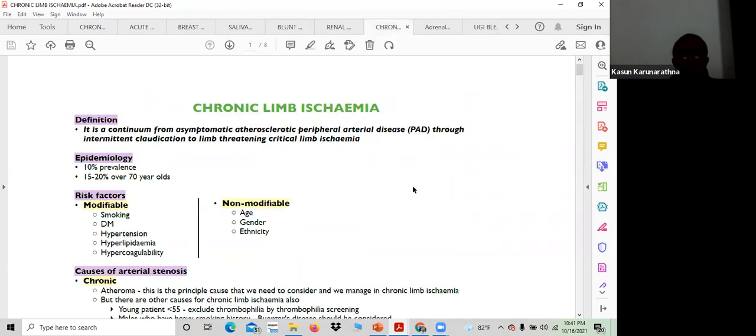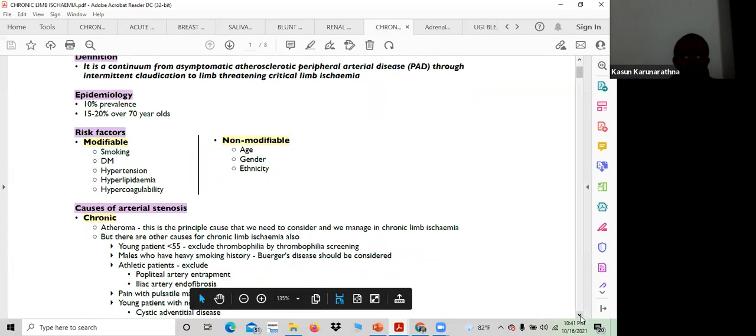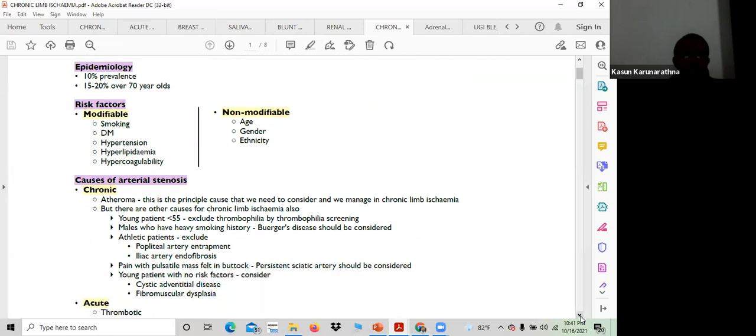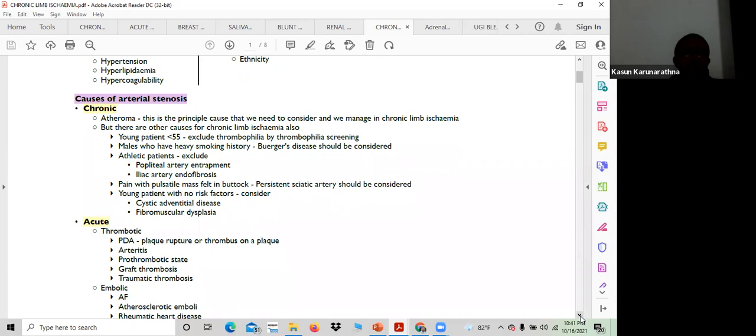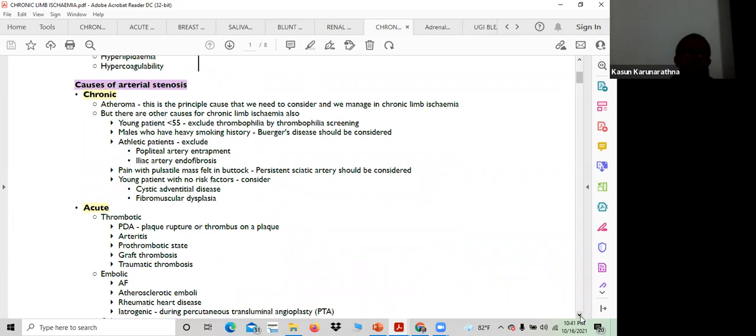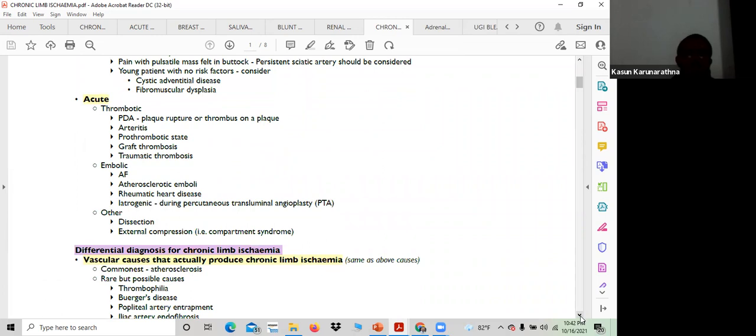Chronic lower limb ischemia, right? Risk factors: there are modifiable and non-modifiable risk factors. Chronic arterial stenosis, mainly the reason is atherosclerotic disease, right? Heavy smoking, Buerger's disease, and popliteal artery entrapment syndrome in athletic patients. There are rare causes as well, right? Mainly the atherosclerosis.